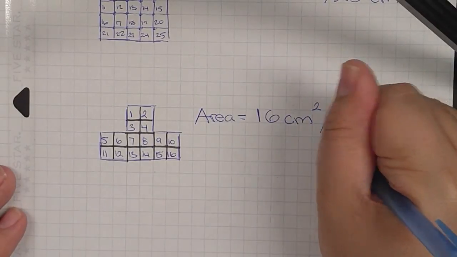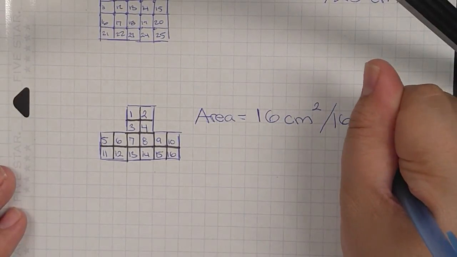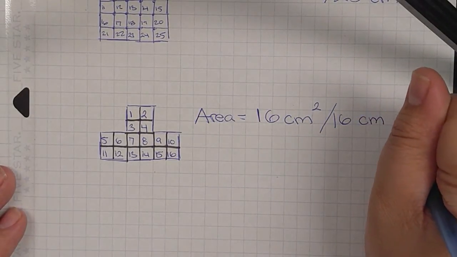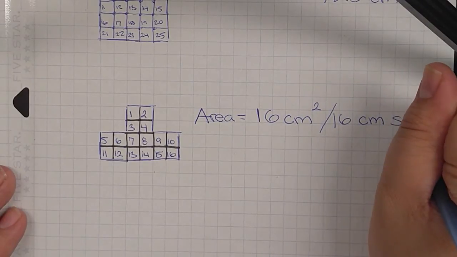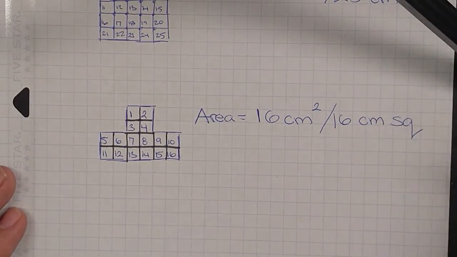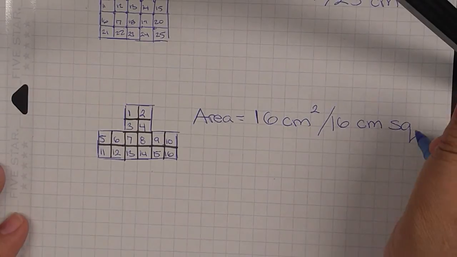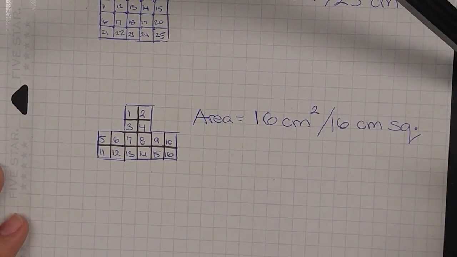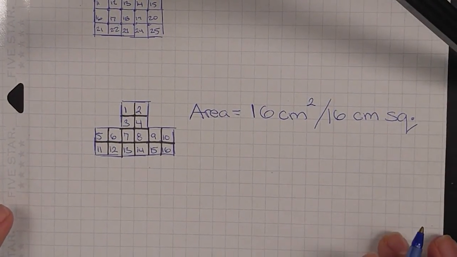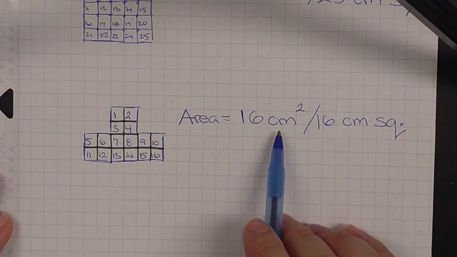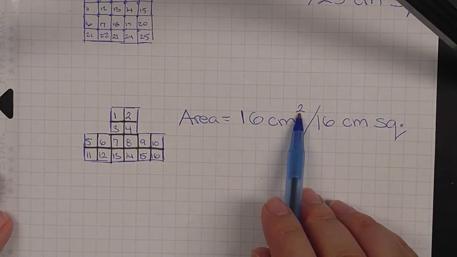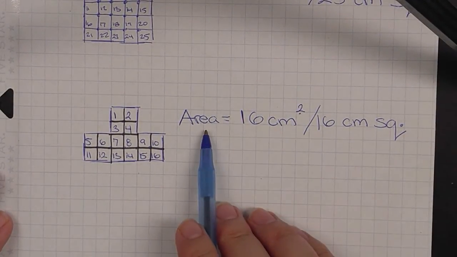Or I could write it as 16 SCM for centimeters, SQ, which is the abbreviation for squared. Okay. So when you are dealing with area, you do need to make sure that you have the indicator that it's squared, and by seeing it squared, it'll let us know that it's an area.